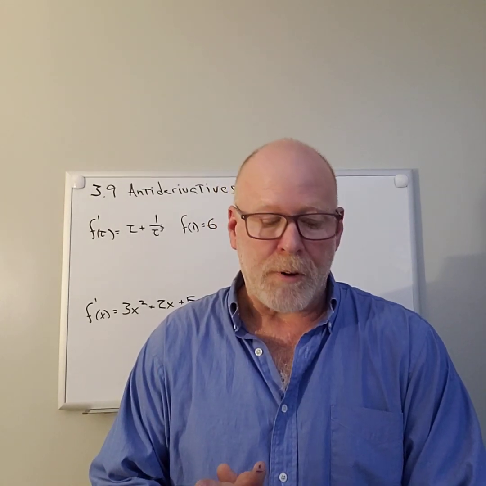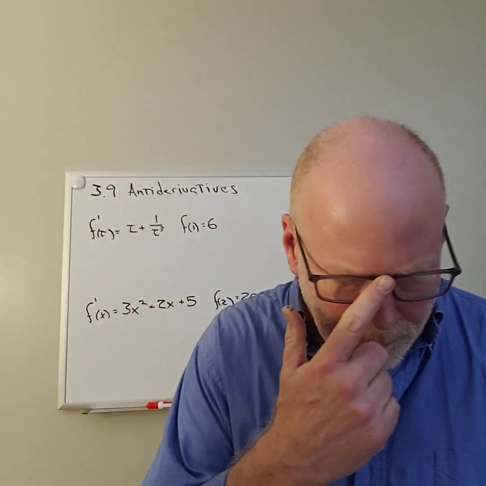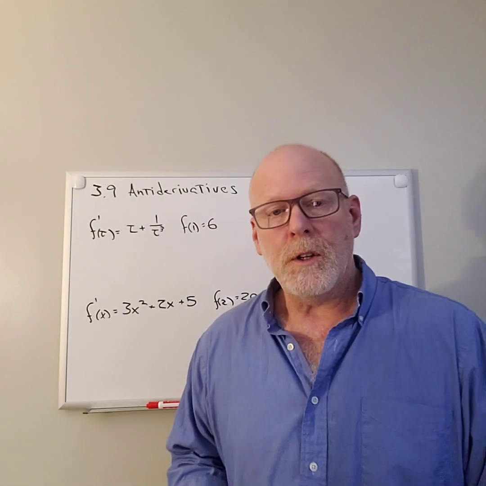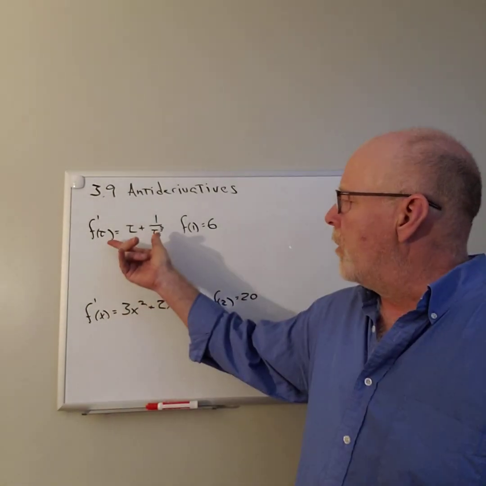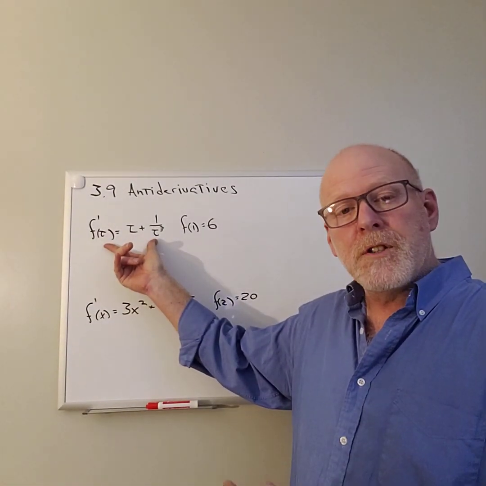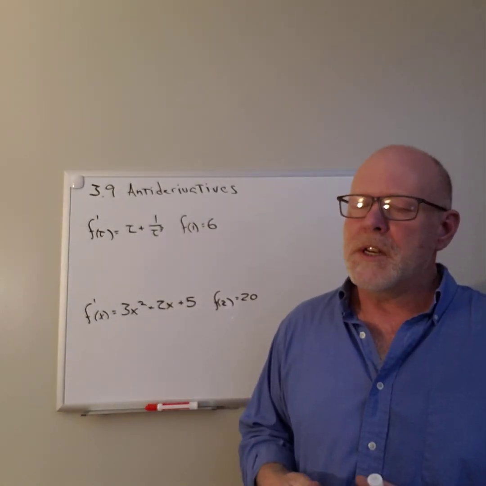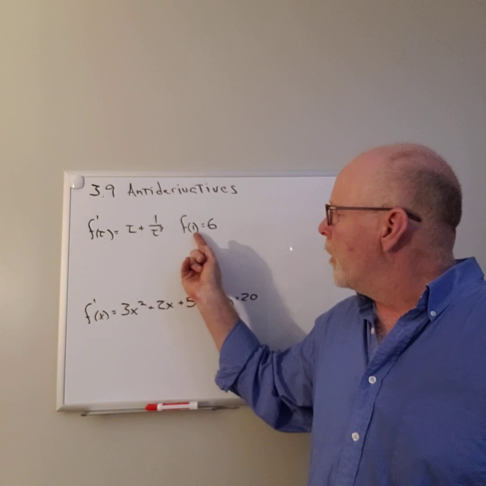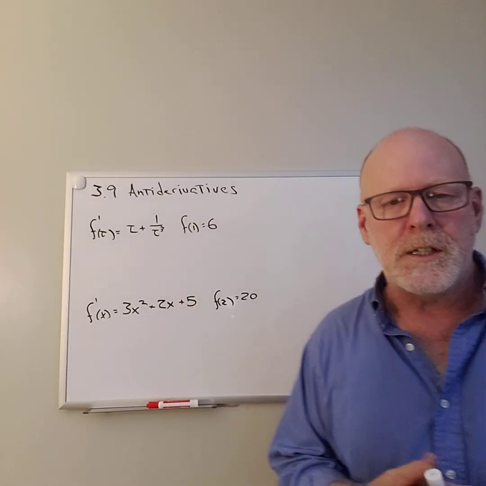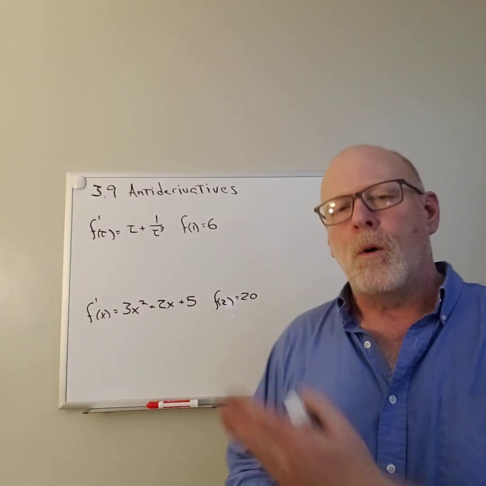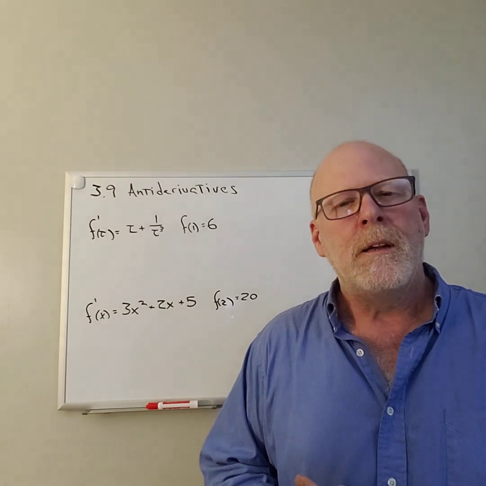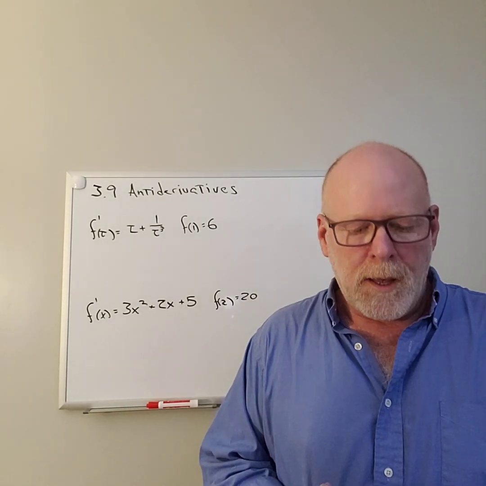Alright, we're in the second half of 3.9, antiderivatives, and we're going to look at situations where we've got the derivative of a function. We want to find the original function, but this time we have an extra piece of information, which is we know the value of the function itself for a single input, or in the ones we'll look at in a minute, for a couple different inputs.